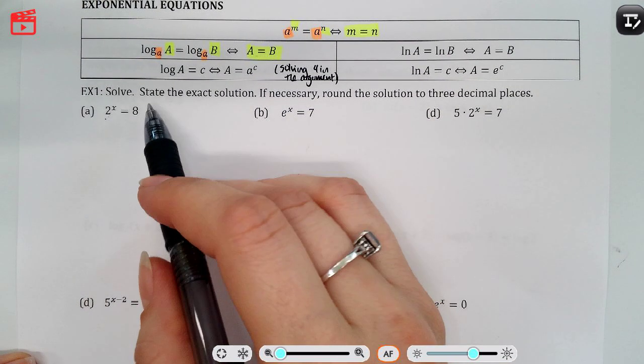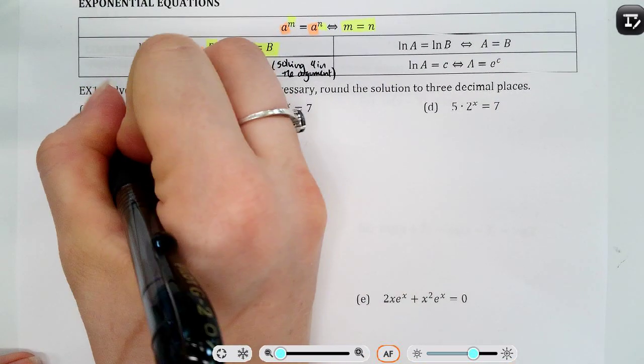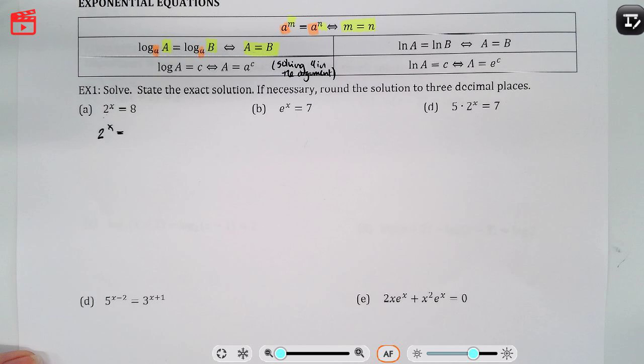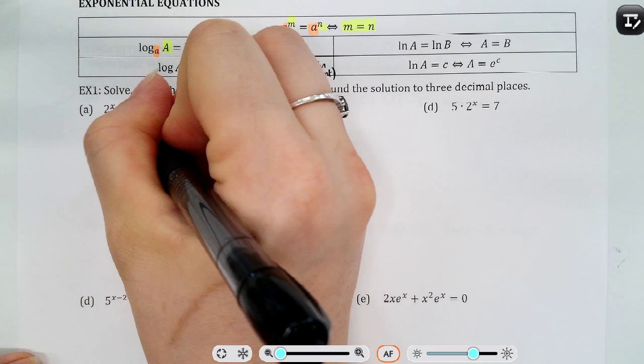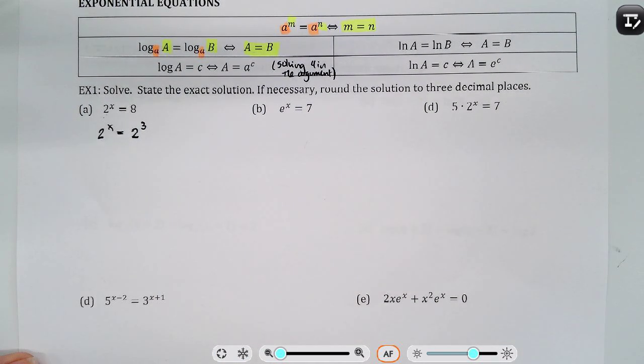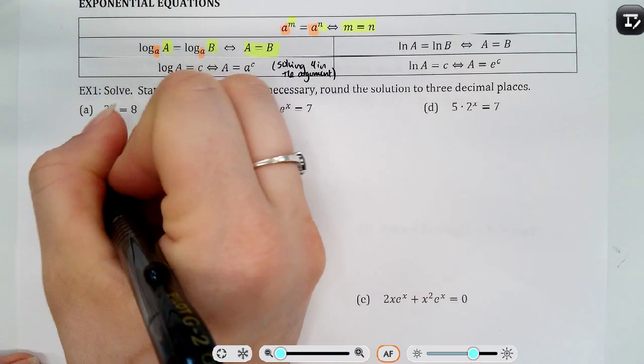But I can be sneaky, and I can change 8 to base 2. I'm going to go ahead and do that. So 2 to the x equals, well, 8 is the same as 2 cubed. So I rewrite 8 as 2 cubed, and what do you know? Now the bases are the same. So because the bases are the same, I can in a sense drop them and equate the exponents. So x equals 3.